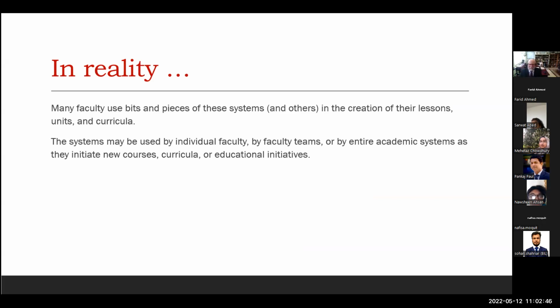We tend to think also like, oh, Bloom's taxonomy, I want them to be working with higher order thinking skills. And then, oh, I'm going to use the SAM model here. So it tends to be blended a lot, and that's fine. That's okay. Now, the systems that I said may be used by individual faculty, by faculty teams, or by entire academic systems. And then as I mentioned, also in industry. So these aren't isolated only to educational settings, classic educational settings.